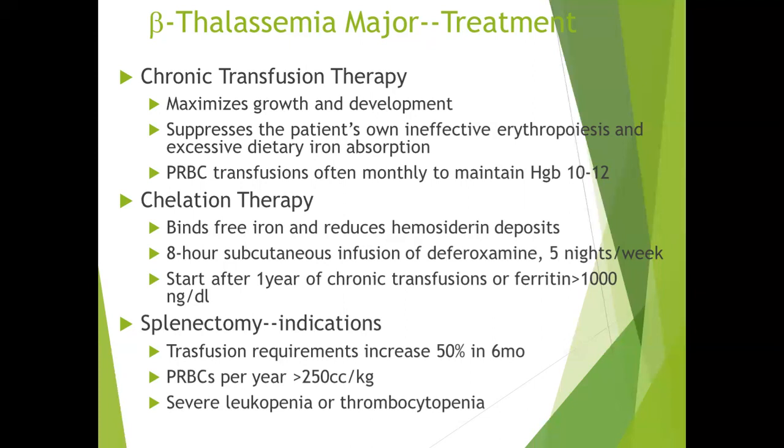And the second treatment option is chelation therapy, because these children are prone to iron overload, and you need to look into the iron, especially after 1 year of chronic transfusions. You check for ferritin levels, and if it's more than 100 nanogram per deciliter, go for the subcutaneous infusion of deferoxamine, and it's 5 nights per week, 8 hour subcutaneous infusion.